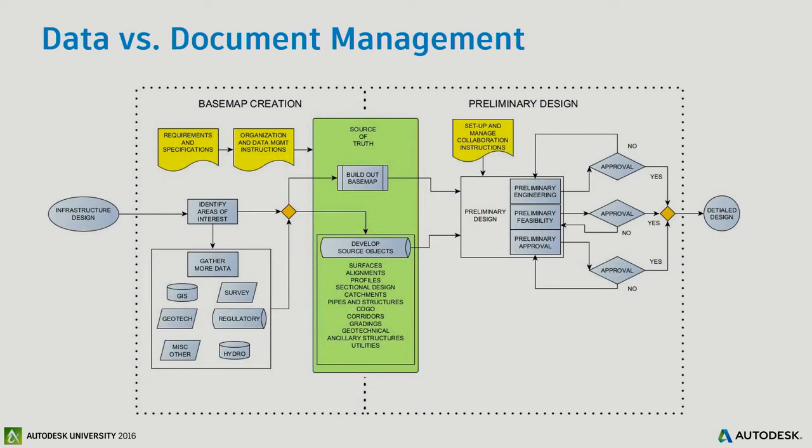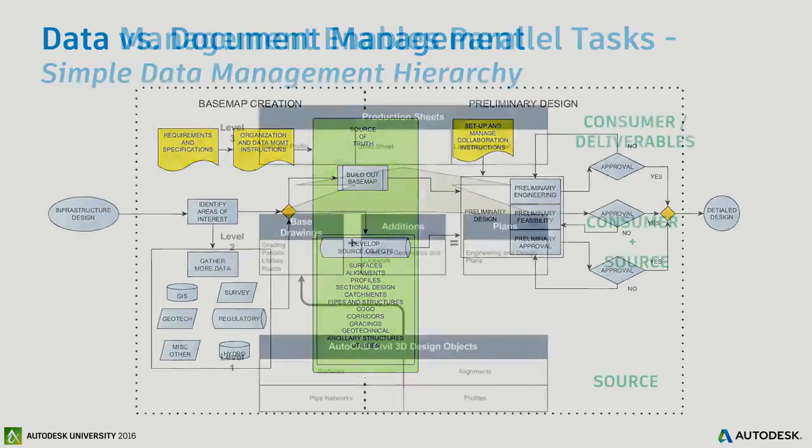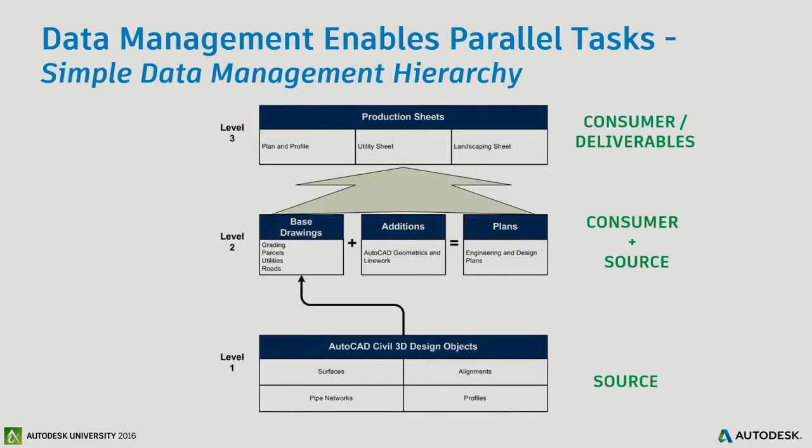So this is the data and the document management that we just saw. And remember I said in the beginning, most of this is data, data, data. And then the documents are the yellow blocks that are, for example, the instructional manual or the references. This is the pyramid of the hierarchy. It goes from level 1, which is down here. This is the source. These are your typical Civil 3D objects. So I would have a surface, an alignment, a profile. These would be the very basics.